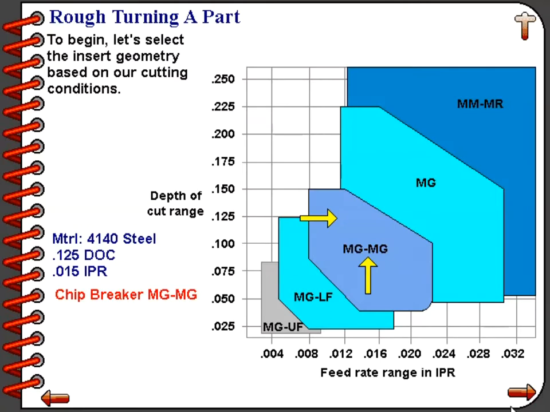In our particular example, what we're going to do is look along the left-hand column and find our depth of cut range at 125 thousandths. We will also find our feed rate range along the bottom, which is 15 thousandths, and we will draw a line up from there. Where the line going from left to right from the 125 thousandths depth of cut, and from bottom to top from our 15 thousandths per revolution feed rate, converge, that is the insert geometry that we want to use for our roughing application.